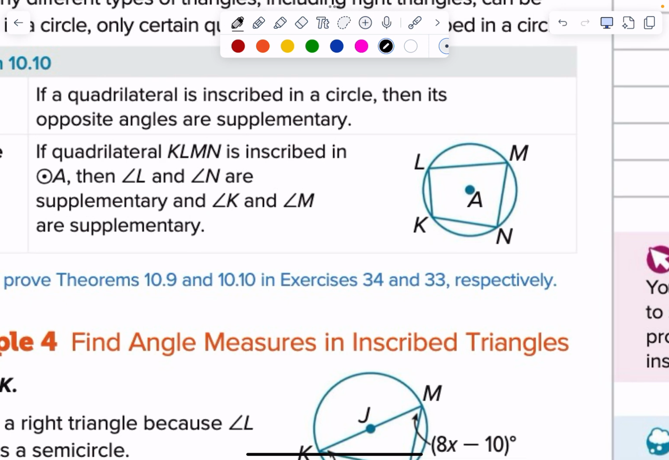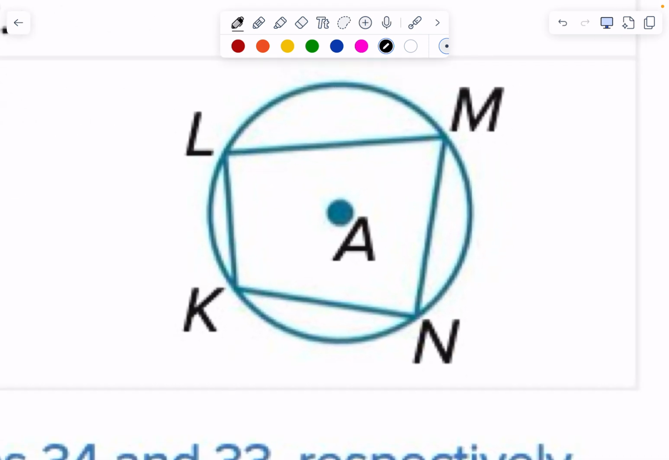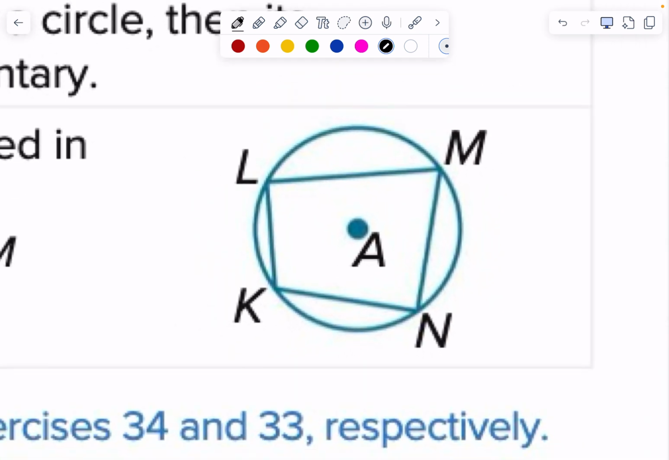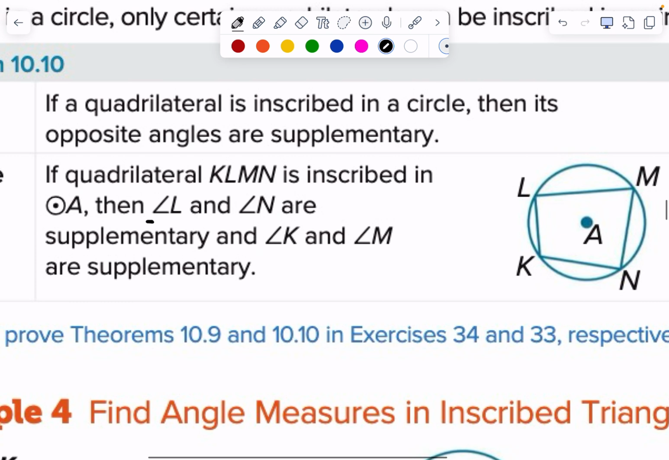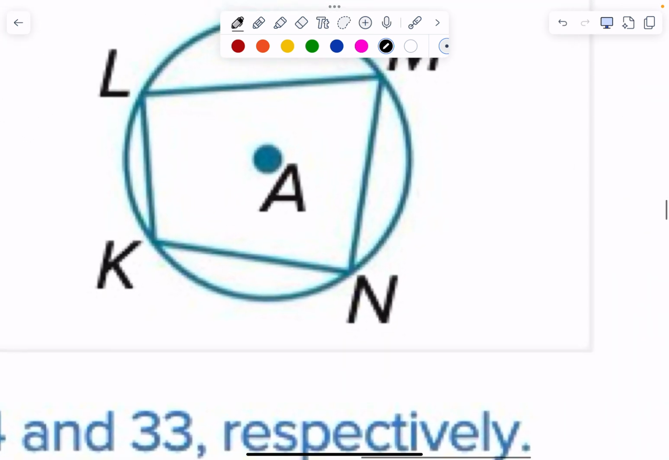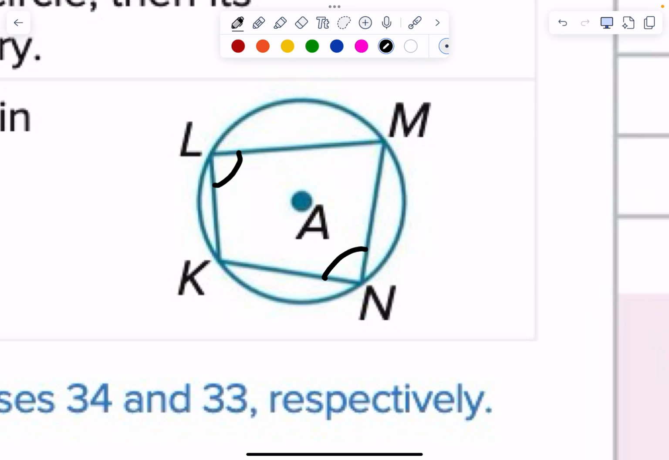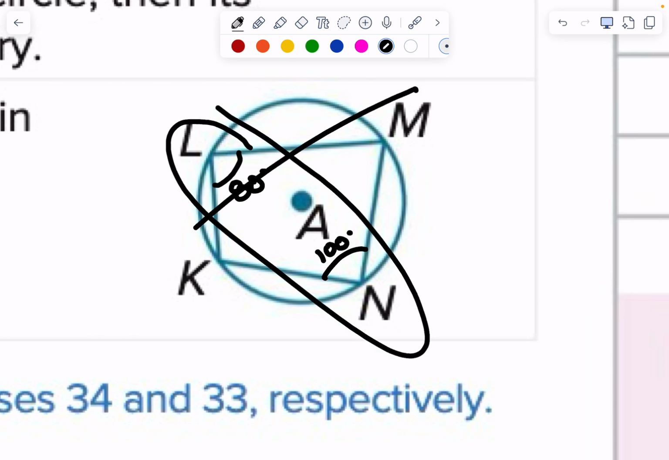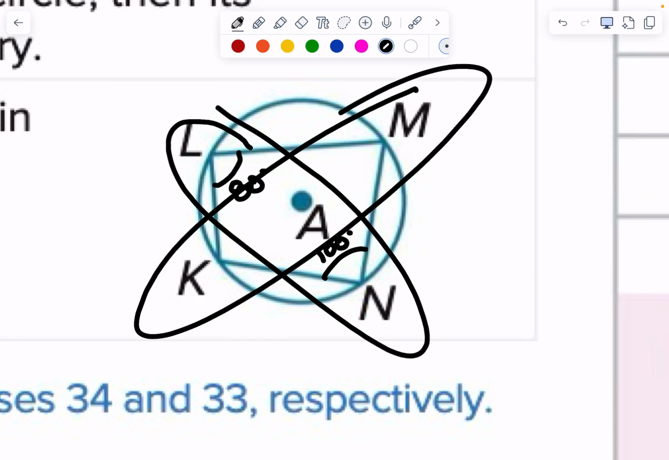If a polygon, so let's say you have a four-sided figure inside of a circle, it says that L and N are supplementary. These two that are across from each other, are they the same measure? No. But if L is, let's say, 80 degrees, then N is 100. They're supplementary, they add up to 180. The ones across from each other add up to be 180. That's how that works. Okay?